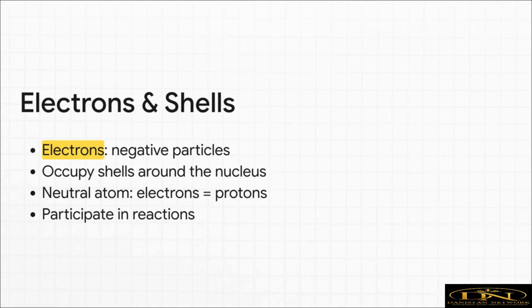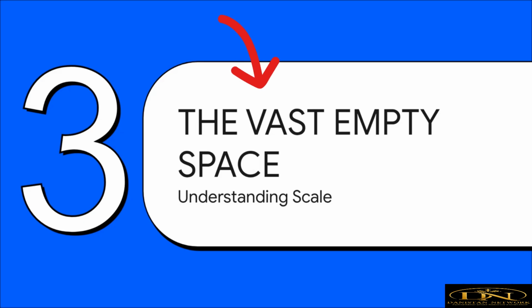Think of electrons as the social butterflies of the atom. They're the ones that participate in bonding and chemical reactions. For instance, carbon has 6 electrons. That's 2 in the first shell, 4 in the second. That specific 4-electron outer shell allows it to form multiple bonds, which, frankly, forms the very basis of all organic chemistry and life itself.